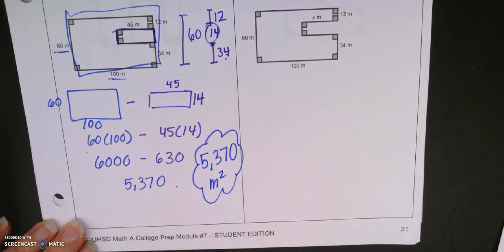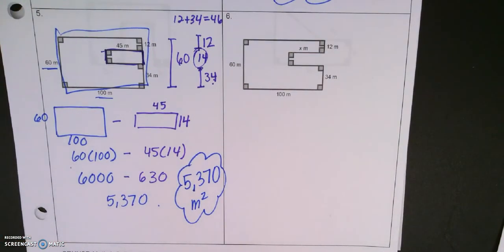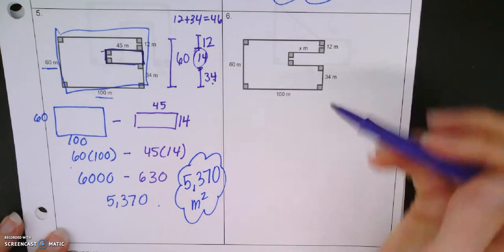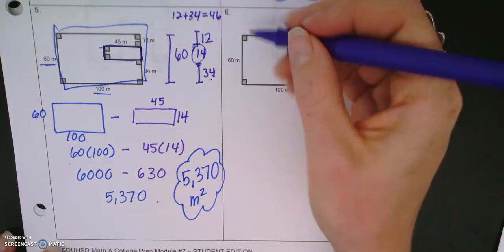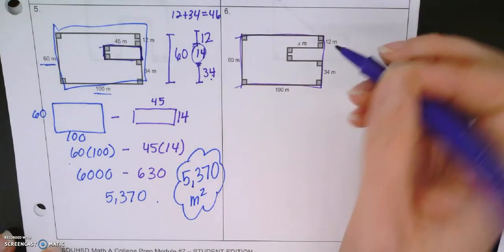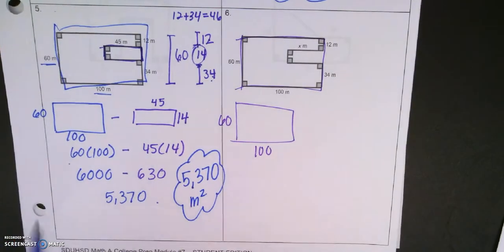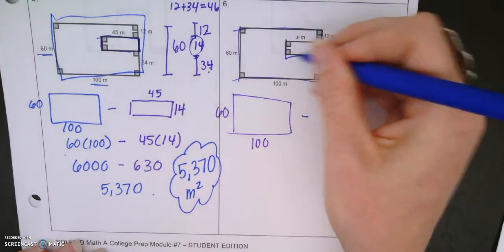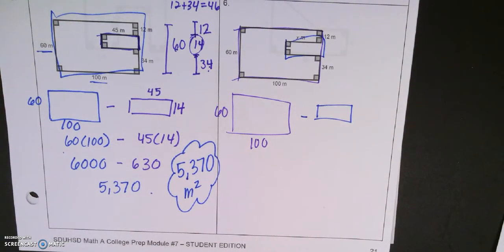Excellent. Let's take a look at number 6. Again, it's going to be set up very similar to number 5, except this time we're going to be missing a value. So let's take a look. We're going to have the area of the large rectangle, which is a 60 by 100, and we're going to subtract the area of the small rectangle. Go ahead and work with your group. Pause the video for 2 minutes and finish up number 6.